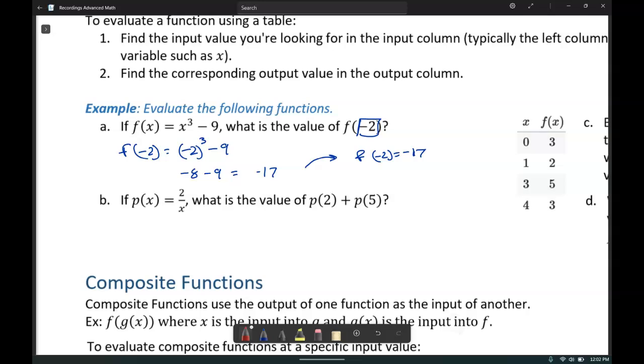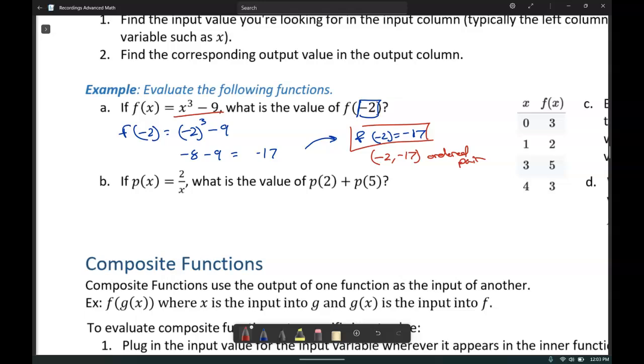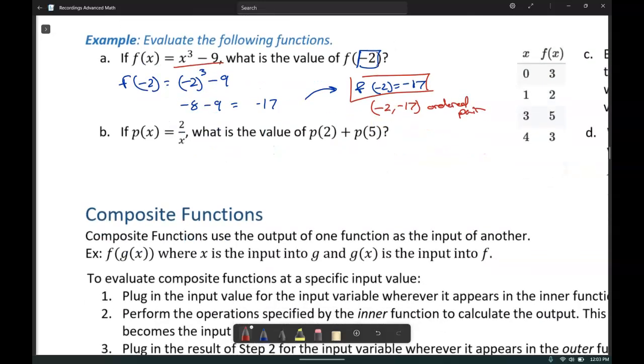As a side note, when we have function notation, this notation also gives us the ordered pair that we've identified on the graph. We know that the ordered pair, negative 2, negative 17, is on the graph of x to the third minus 9. Just a little side note in function notation.